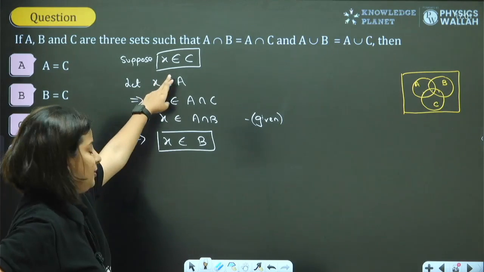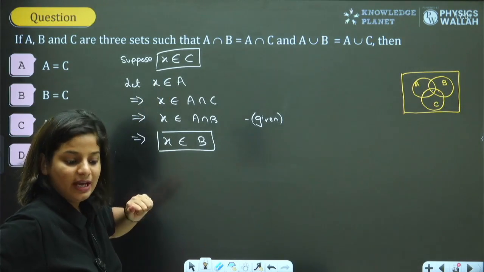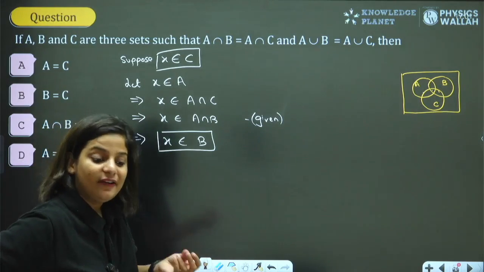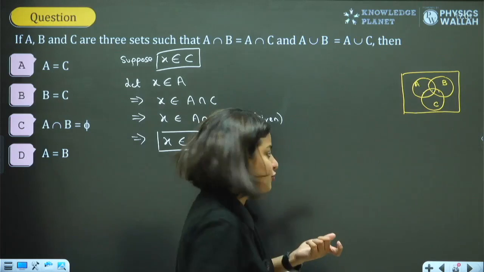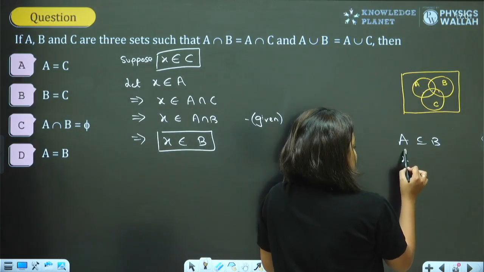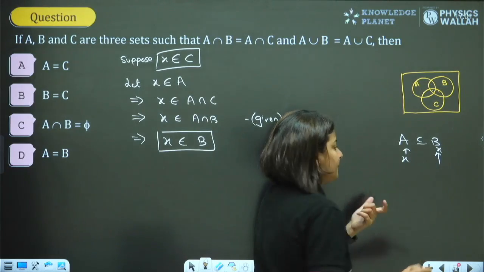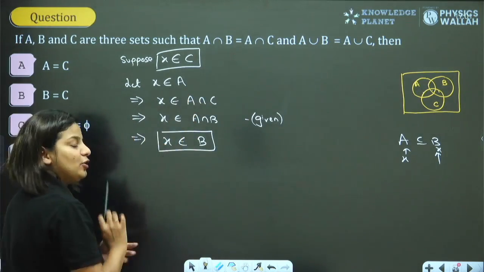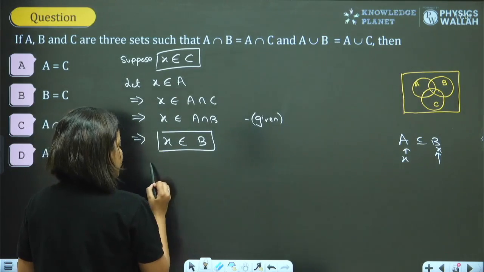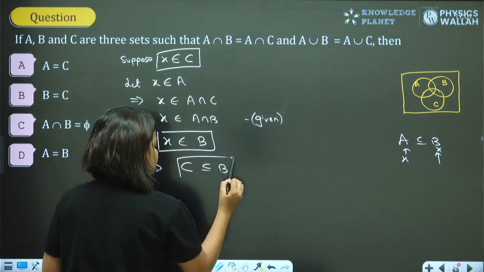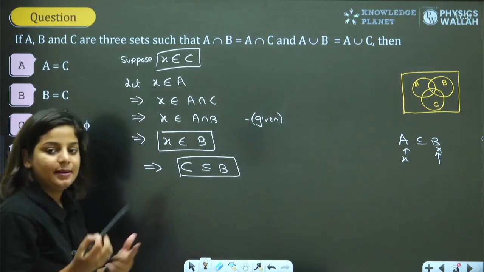If any element belongs to C and it also belongs to B, what does it say? It simply tells us it's the definition of subset. What is the definition of subset? When do you say A is a subset of B? When X belongs to A and it also belongs to B. So here X belongs to C and also belongs to B. We can say that C is a subset of B.